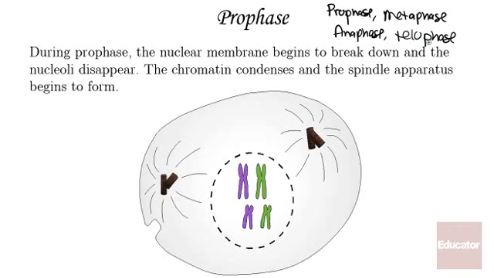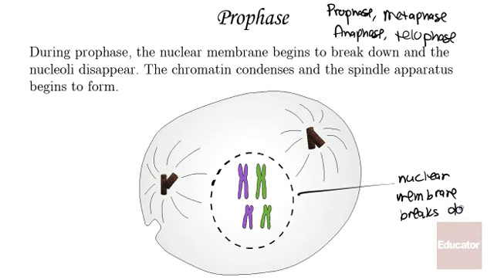So starting with prophase, during prophase, the nuclear membrane begins to break down and the nucleoli disappear. So in order to separate these chromosomes out into two groups for the two daughter nuclei, the nuclear membrane needs to be removed. So this is shown as a dotted line because the nuclear membrane is breaking down. The last cell I showed you to illustrate the spindle apparatus already had a spindle apparatus completely in place, but the spindle apparatus doesn't exist throughout the whole cell cycle. It has to be formed.